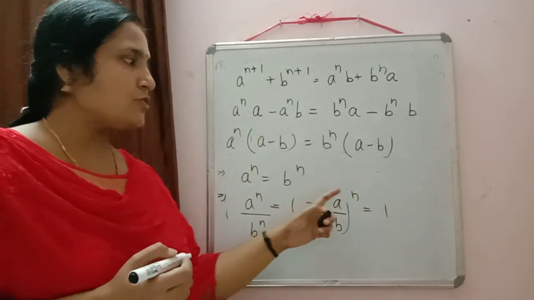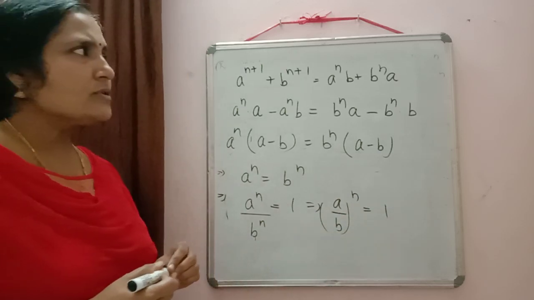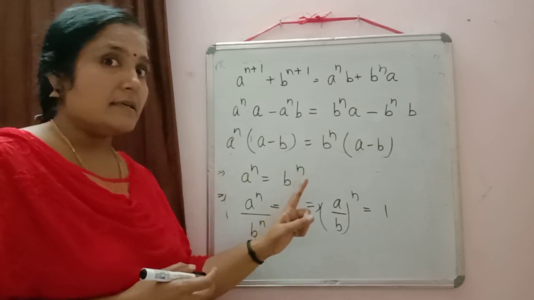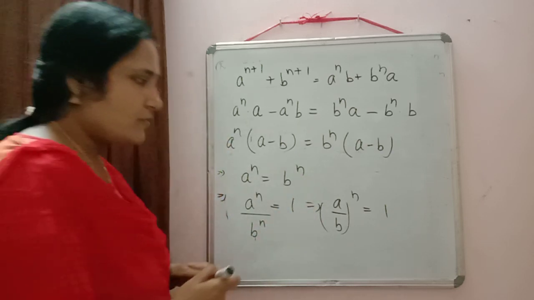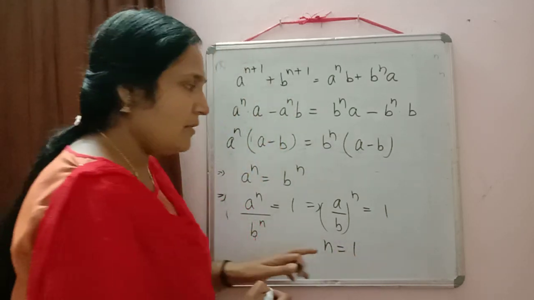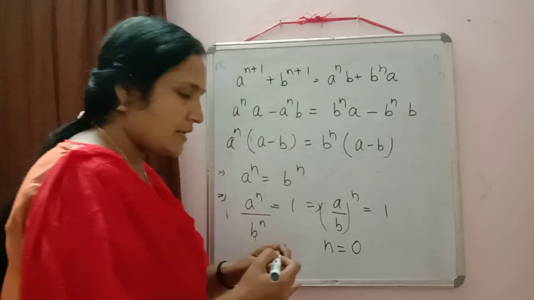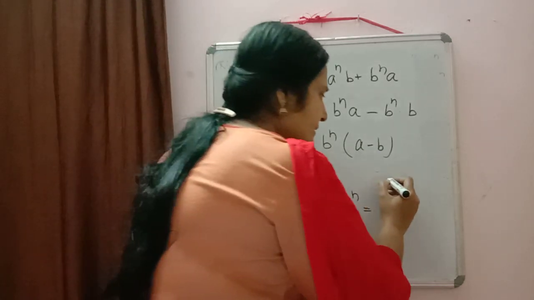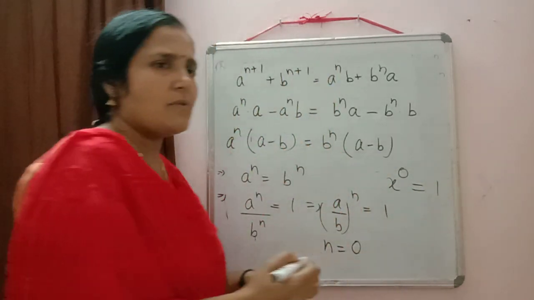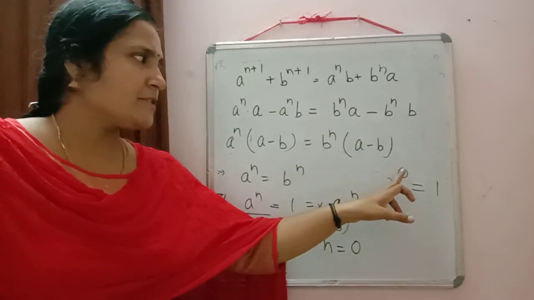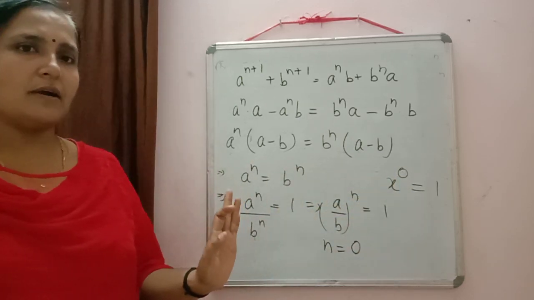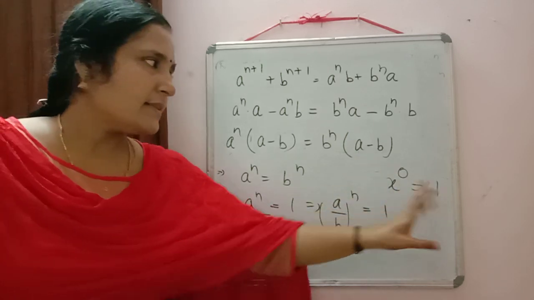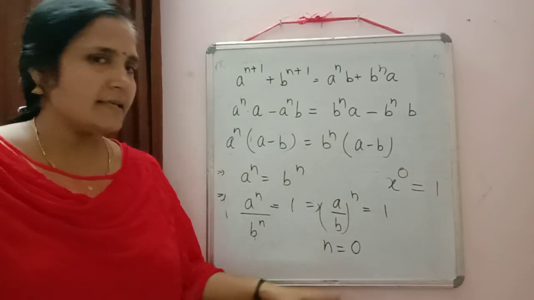So a number raised to something is equal to 1. Which number raised to something is equal to 1? Any number raised to 0 is equal to 1. So what should be the value of n? n is equal to 0. Why did we write n is equal to 0? We are getting a by b whole raised to n is equal to 1, and we studied this property: x raised to 0 is equal to 1. So for any number, if its power is 0, then only its value will be equal to 1, whether it is positive, negative, anything. So we are getting n is equal to 0.